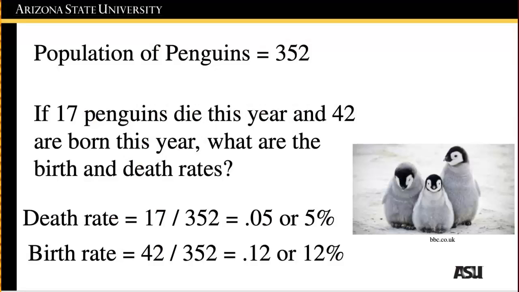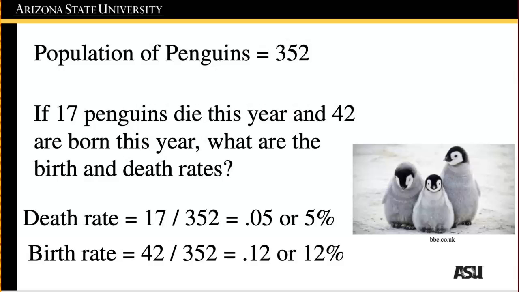So let's say we have a population of penguins, and there are 352 penguins. If 17 penguins die this year and 42 are born this year, what are the birth and death rates? So we're going to calculate the death rate first. We have 17 divided by 352, which gives us 0.05, or 5%. The birth rate will be 42 out of 352, or 12%.